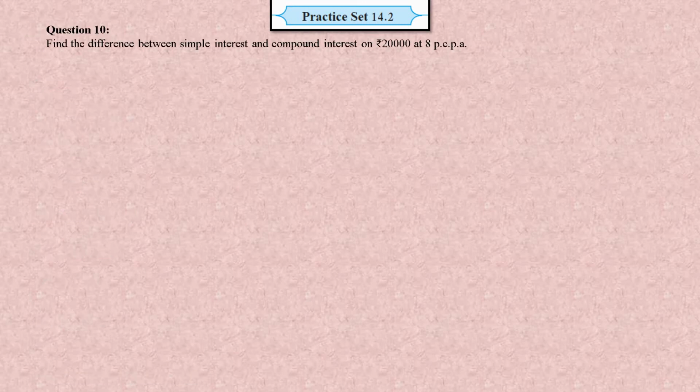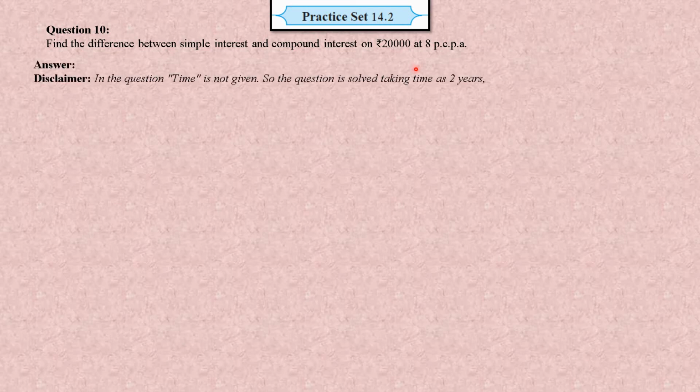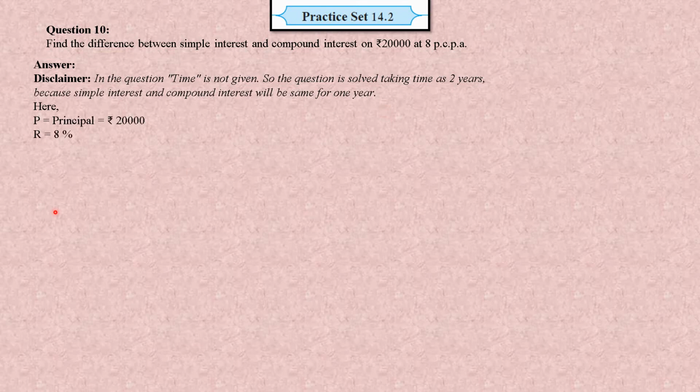Question 10. Find the difference between simple interest and compound interest on rupees 20,000 at 8% per annum. Here, in the question, time is not given. So the question is solved taking time as 2 years because the simple interest and compound interest for the first year will be the same. Now, P is the principal, which is 20,000, R is 8%, N is 2 years. Using the simple interest formula, we get P into R into N upon 100.